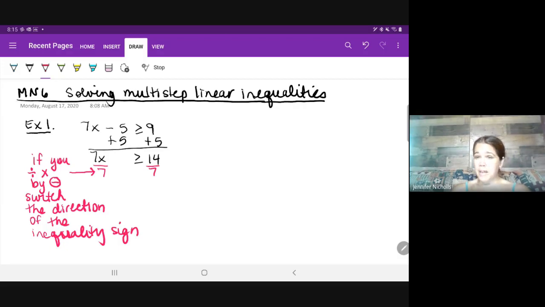The words I write are as important as the numbers I'm writing, so make sure you include that in your notes. When you look back at these later, the words are going to be way more important than the numbers themselves. When you read the words and don't know what they mean, you look at the example to see what it means. So here you get x, you bring down the inequality sign, and then what's 14 divided by 7?